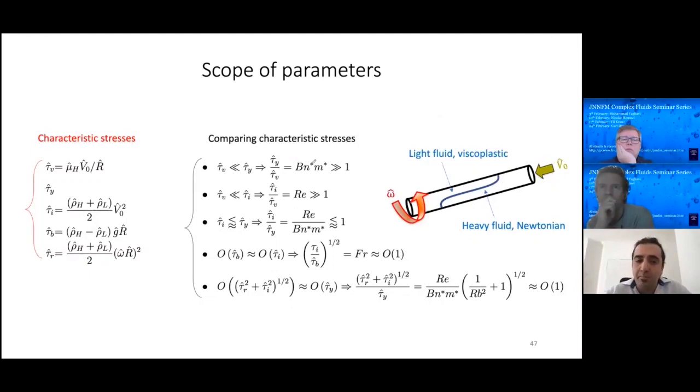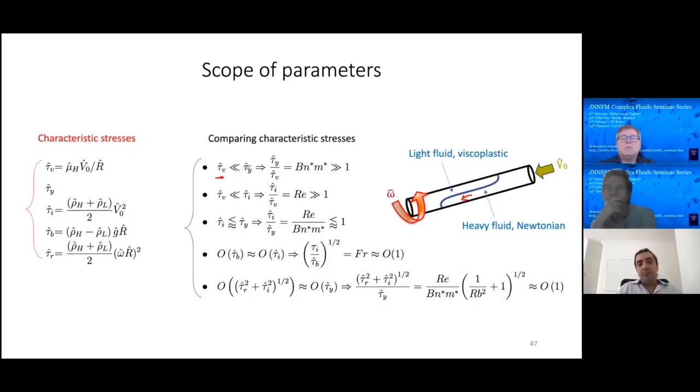So we need to make some adjustments and some simplifications, starting with defining some characteristic stresses. So viscous, inertia, viscous yield, inertia due to the impulse flow, buoyant, and inertia due to the rotation. So we are interested in flows in which, in the absence of rotation, static residual layers of the displaced fluid exist. So we assume that the viscous stress of the displacing fluid, that is basically moving this way, is much smaller than the displaced fluid yield stress.